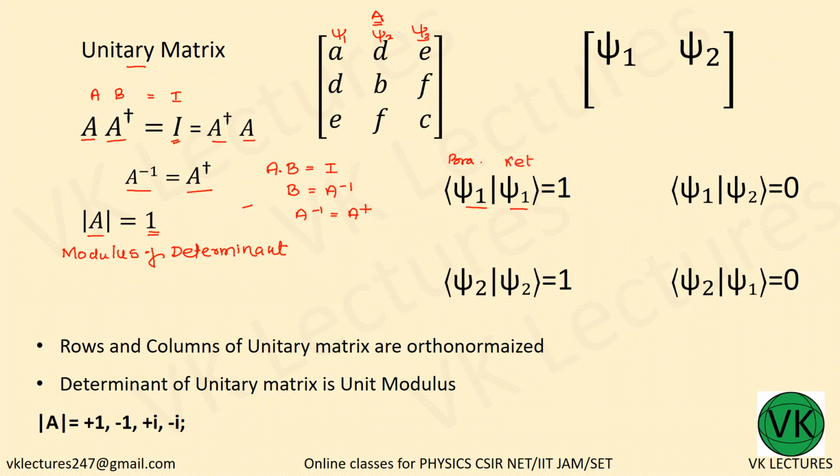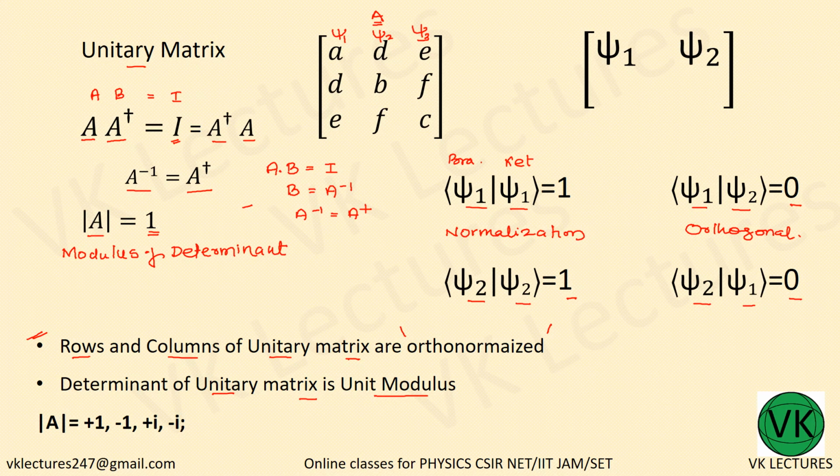<psi1|psi1> equal to 1 and <psi1|psi2> equal to 0, and <psi2|psi2> equal to 1 and <psi2|psi1> equal to 0. This condition is called normalization condition, normalization, and this is orthogonal. Now with this concept we will understand 2 points here, that is the rows and the columns of unitary matrix are orthonormalized. The determinant of unitary matrix is unit modulus.